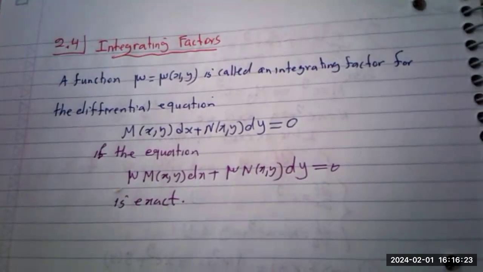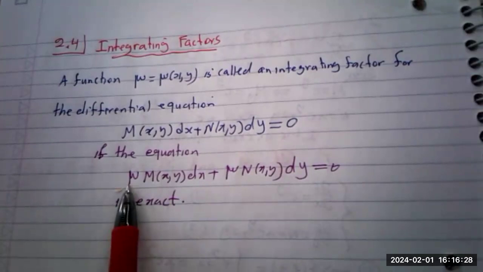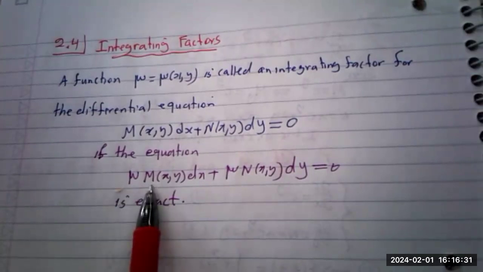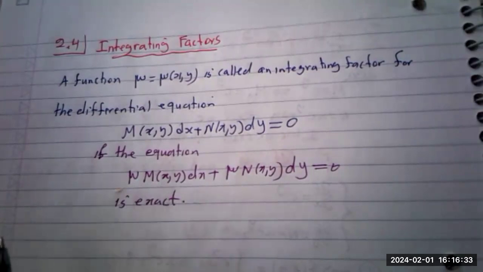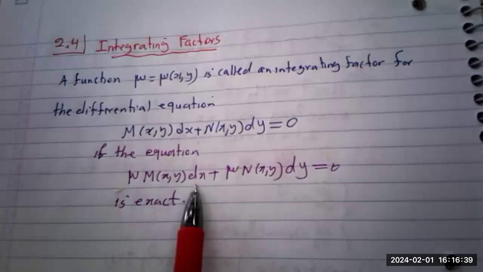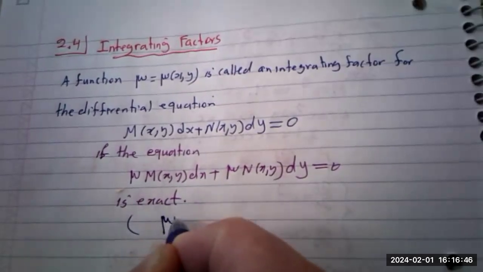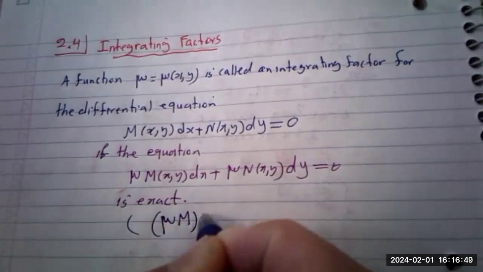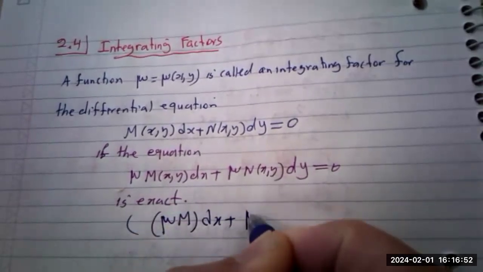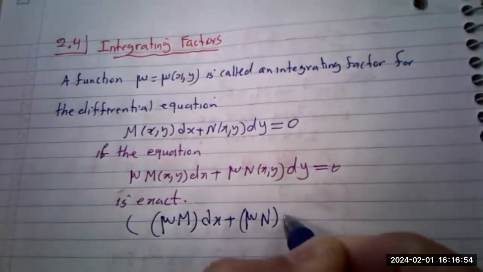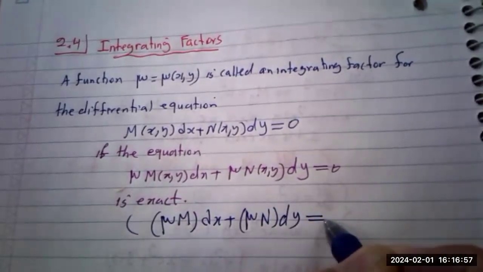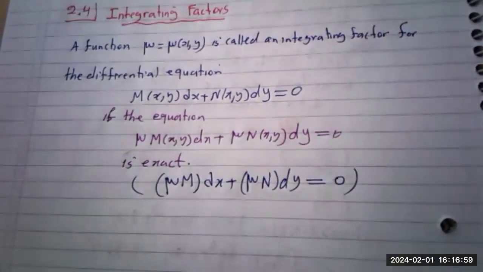If you multiply both sides of the equation by mu, the resulting one happens to be an exact equation. That's an integrating factor. Is that ln? You see, the function is M of x and y dx. No, my bad. In short, this is it: mu M dx plus mu N dy equal to 0. This is the resulting equation that we usually write.